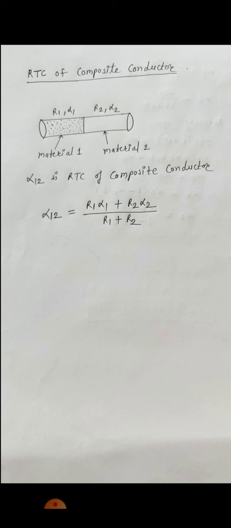So we can calculate that RTC of the composite conductor α12 equals (R1 α1 + R2 α2) upon (R1 + R2). As these two materials are connected in series, the equivalent resistance is R1 plus R2. So we are getting RTC α12 as R1 α1 plus R2 α2 upon R1 plus R2. So this is about resistance temperature coefficient. Thank you.